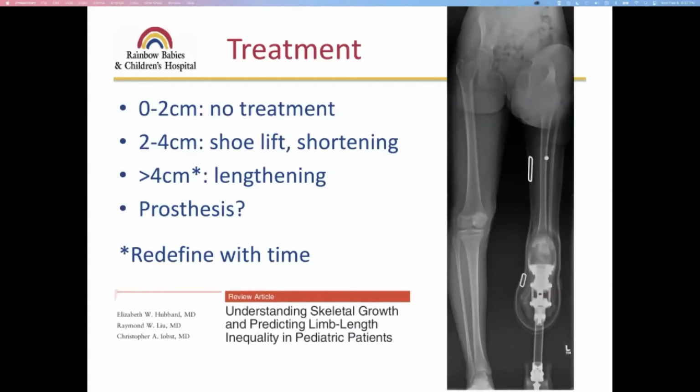In terms of treatment options, the classical charts that people have put out there, this one has from 0 to 2 centimeters, no treatment. From 2 to 4 centimeters, a shoe lift versus shortening, and greater than 4 centimeters, lengthening. But this article, which I helped write, did state that because of the changing dynamics of limb lengthening, with internal lengthening nails changing the balance, the threshold for lengthening will most likely become lower and lower with time. And these numbers will continue to change. A prosthesis is an option out there, although these can be fairly expensive prostheses.